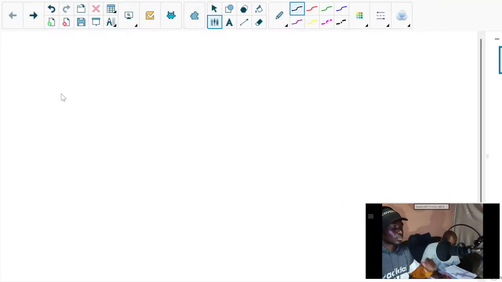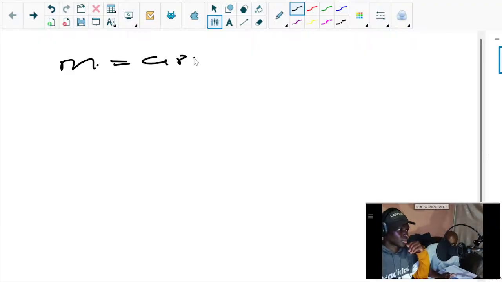So m is a gradient. It's the same gradient that you get in analytical geometry.